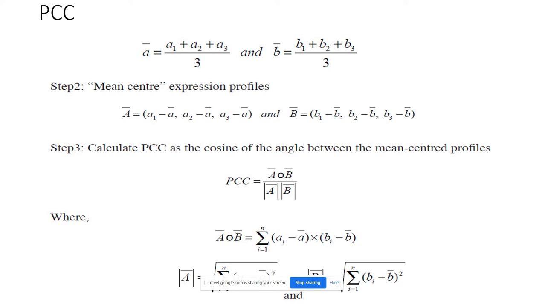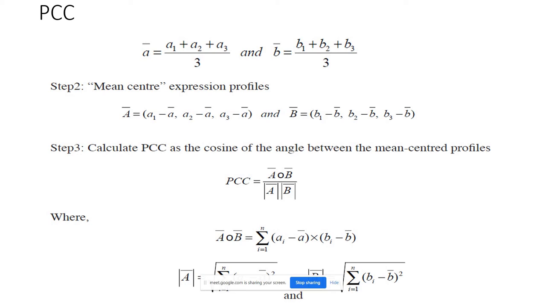It is easy, I think there is no problem in this step. Now we want to calculate the value of capital B bar. How is it going to be calculated? It will be calculated by B1 minus small b bar, B2 minus small b bar, B3 minus small b bar. So this is how we have to calculate the mean centered expression profiles in step 2, using the mean values obtained from the expression data of three different conditions.